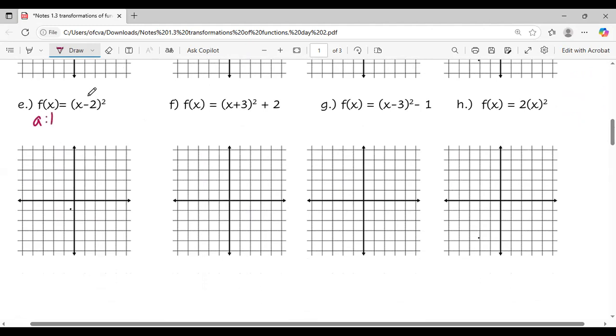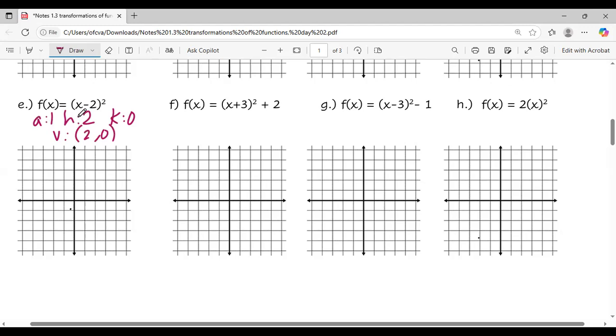Your h value is inside the parentheses. And be careful, remember this is x minus the number 2. So this is just 2. And the k, you don't see it, there's no k value, that's 0. That means your vertex is at 2, 0.